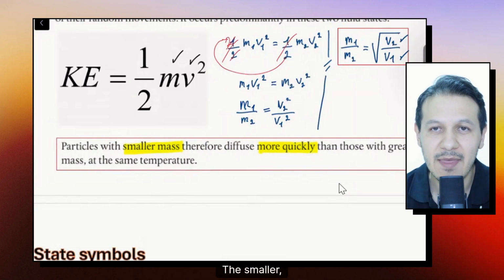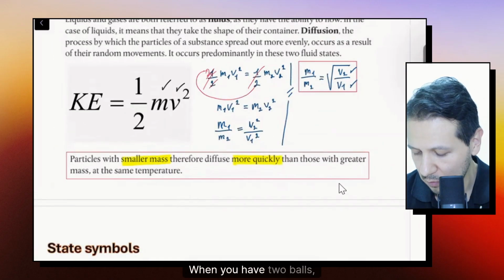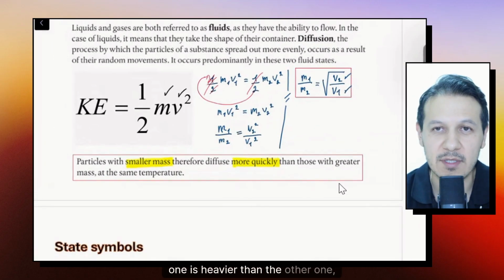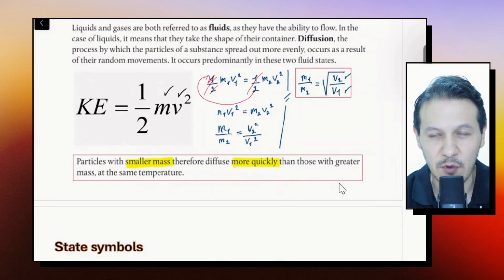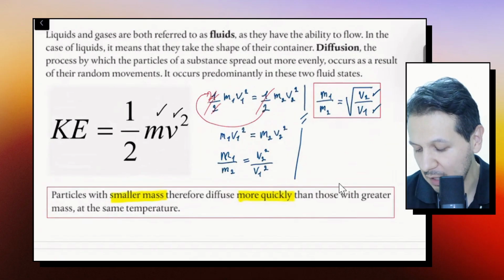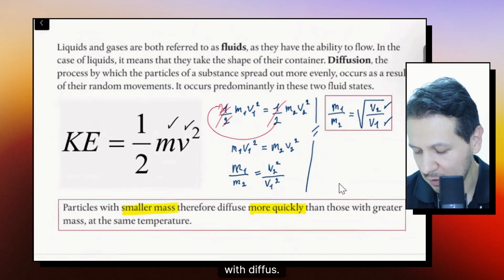Okay, the smaller one, because it's lighter, will move faster, and it makes sense. When you have two balls, one heavier than the other, and you throw them, the lighter one goes faster. Makes sense. The same happens with particles, and in this case with diffusion.